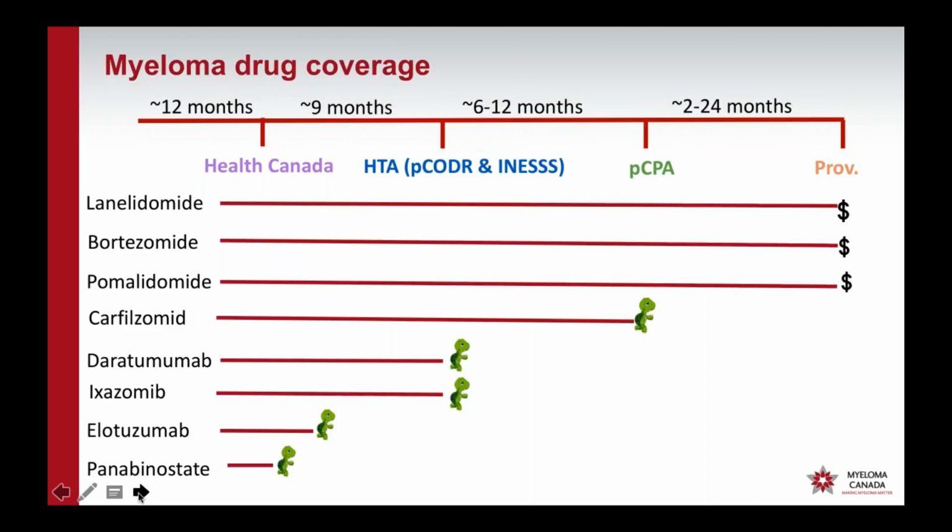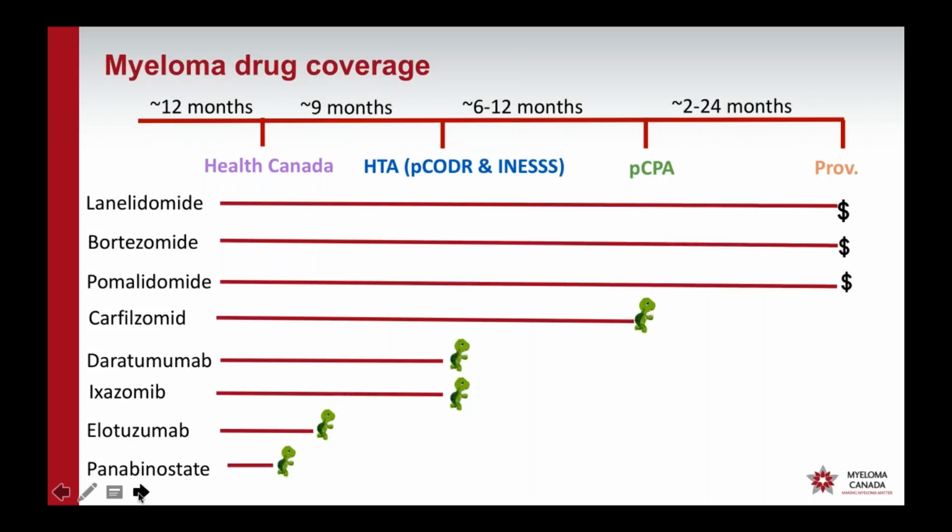Daratumumab was approved by Health Canada last June. It went through the health technology assessment and was rejected for its first indication, which was in combination with dexamethasone alone. Now, the company has done additional clinical trials. Phase 3 data is coming out and shows promising outcomes for patients in the triple combination therapy, given with either bortezomib or lenalidomide in combination with dexamethasone. So Myeloma Canada has done a patient submission. At the beginning of March, we made our submission to the pCODR, and we'll see what happens. Maybe we'll get a positive recommendation in 6 to 9 months. We're hopeful, but we don't know.